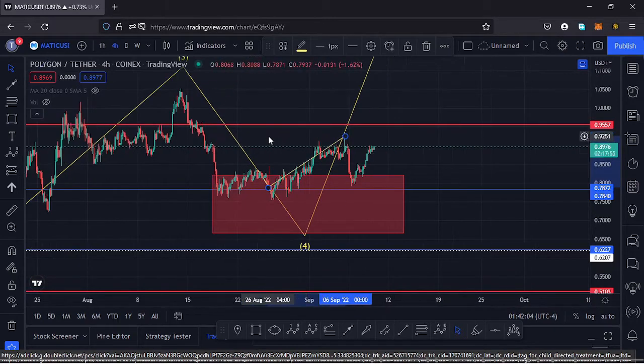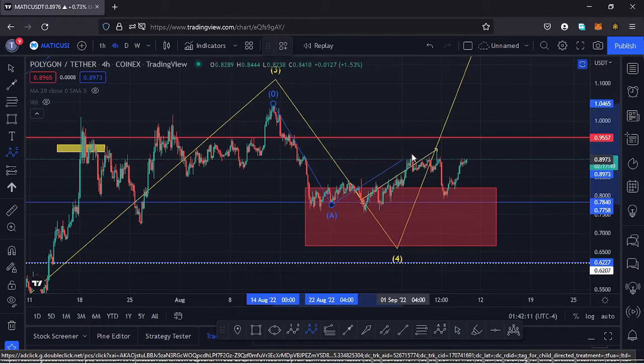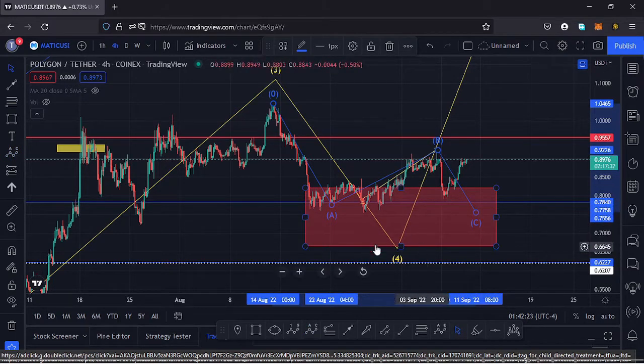And I can draw out an ABC corrective movement over here, having this as the wave A. Then we made a high up here at around the $0.92 mark for that wave B. Then I expect lower prices to be coming our way in the formation of our wave C to complete the formation of the wave 4 down here, and that wave C should maximize this red target area before we continue seeing higher prices in the formation of our wave 5.